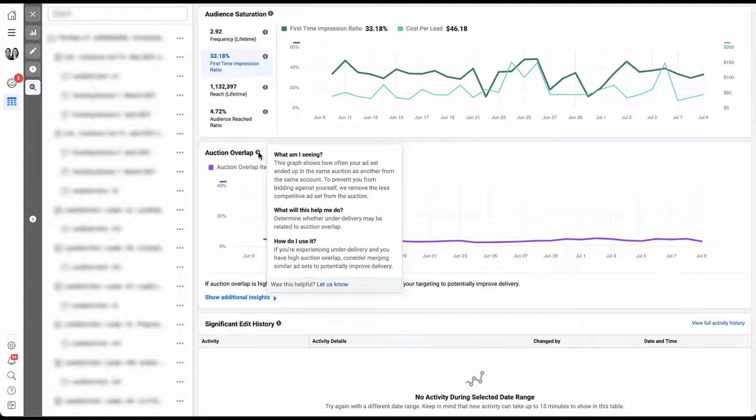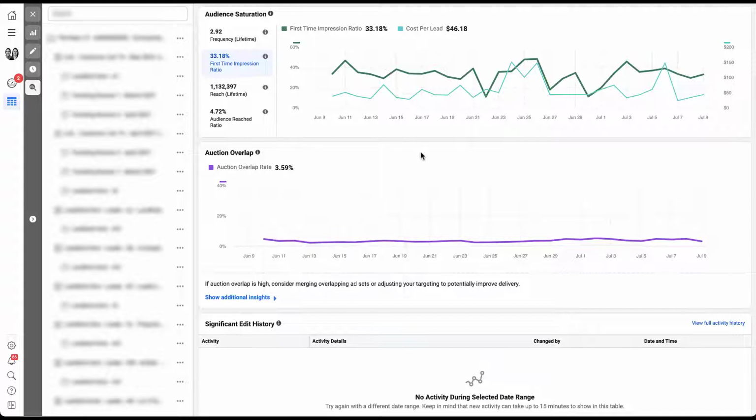So what you're trying to determine is whether any under delivery may be related to auction overlap. So if you notice that one ad set isn't delivering as much as you want, you're not spending your full budget, something along those lines, it could be because your audience is overlapping too much with other audiences in your account, and this one is simply losing out. So what you can do is review this chart to see if your auction overlap rate is too high. One thing I do want to point out is that auction overlap rate is different from audience overlap rate.